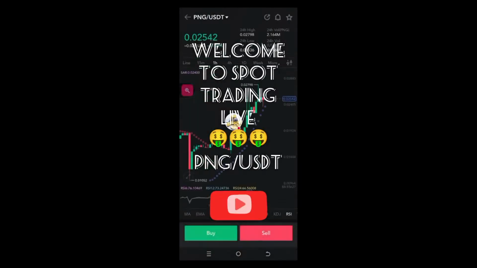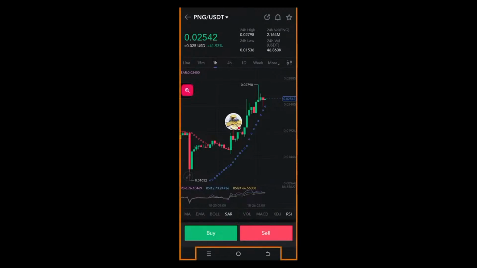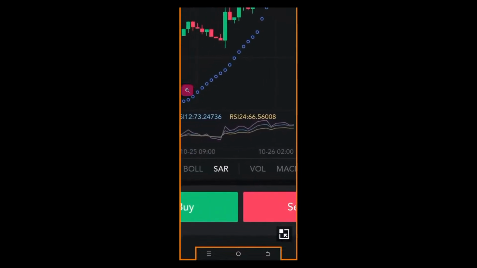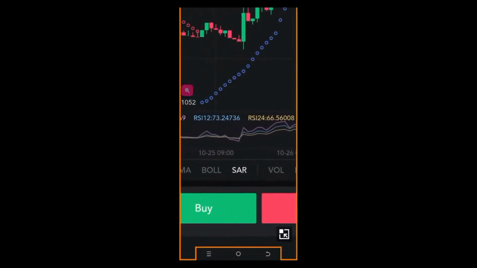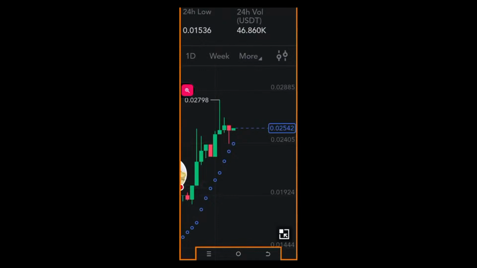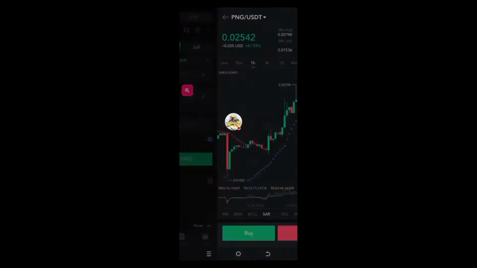Maybe I'll look at this PNG. It looks like it's still in pump mode. And let's check RSI. RSI looks like it's still going up. Okay, let's check it out. Let's try this one out. I hope we won't waste too much time here, but it looks like it's still in pump mode. You can see that it's still going up. Well, it had a little pullback, but let's hope that this will be good.